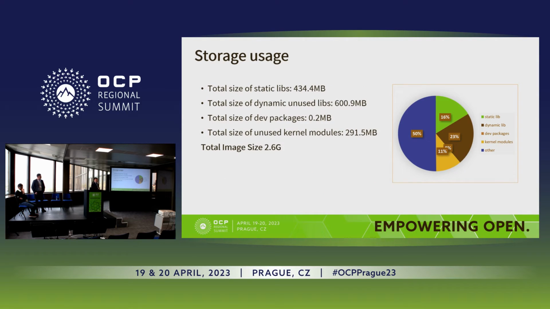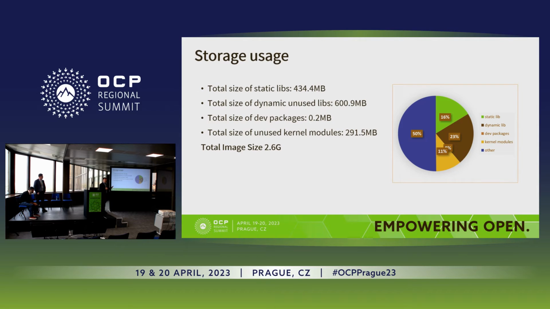We did a test on the latest VS image, and we realized that the total size of static libs is about 400 megabytes. The total size of dynamic unloaded libs is about 600 megabytes. The total size of dev packages, which is much, much better. If you remember, last year Marvell was doing the hackathon, where they shrank the size of SONiC by removing dev packages and some other stuff. It was much worse then.